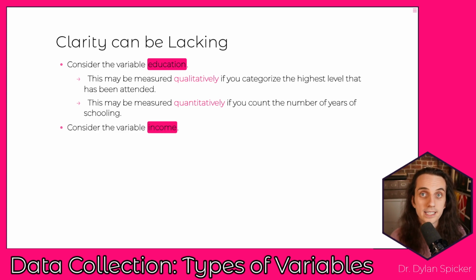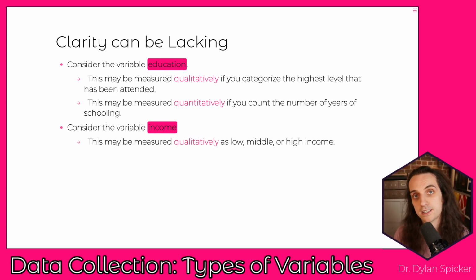Let's think about something like income. Okay, so income might even be more confusing here, where again, we're going to be able to represent this qualitatively or quantitatively. And even with the quantitative expression here, we probably have a choice as to whether it's going to be discrete or continuous.